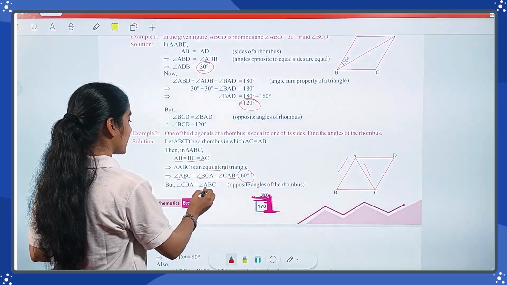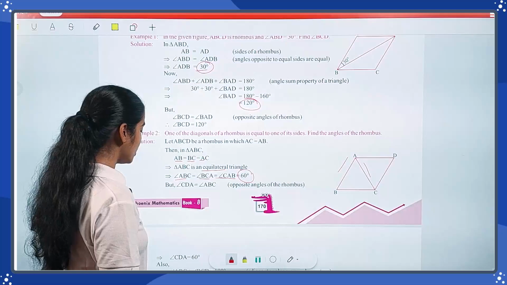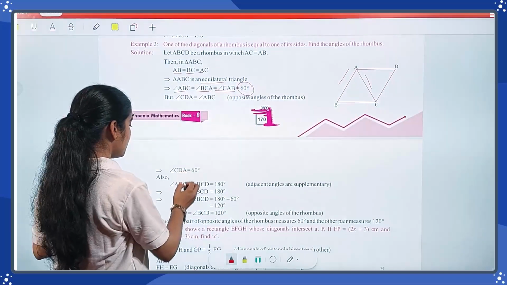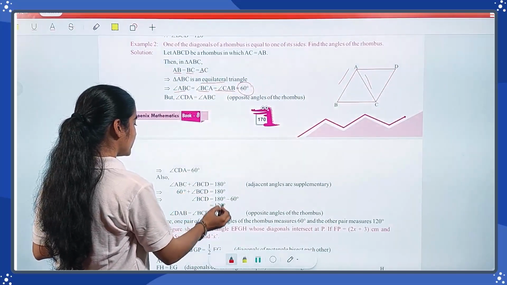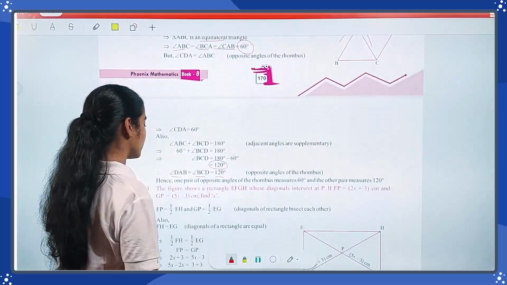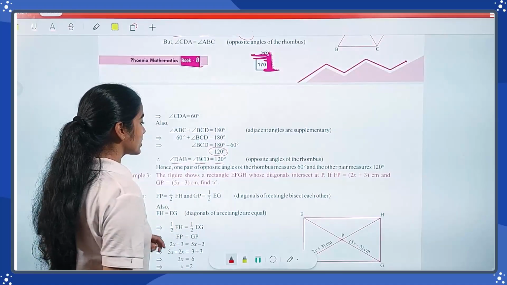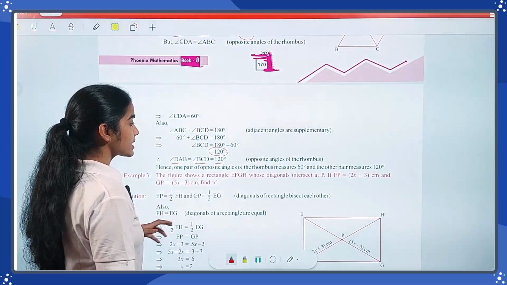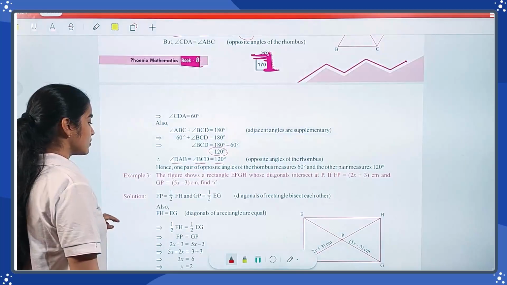So angle CDA, angle ABC, opposite angles of the rhombus. So 60 plus BCD is equal to 180 degree. So 120 degree. Angle DAB and angle BCD is 120 degree, opposite angles of the rhombus. Hence one pair of opposite angles of the rhombus measure 60 and the other pair measures 120.